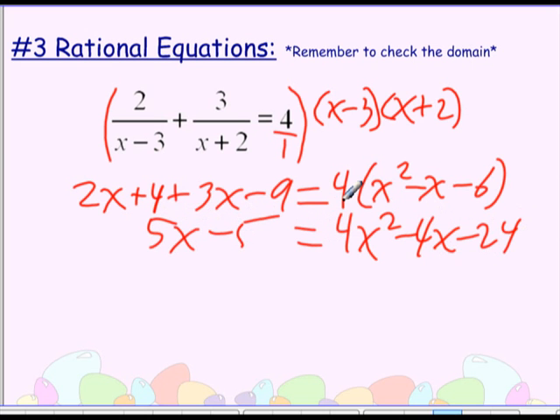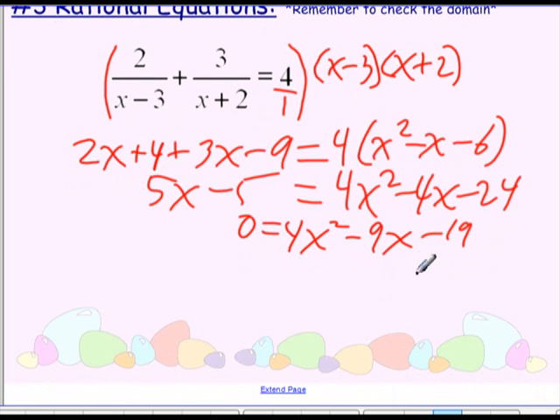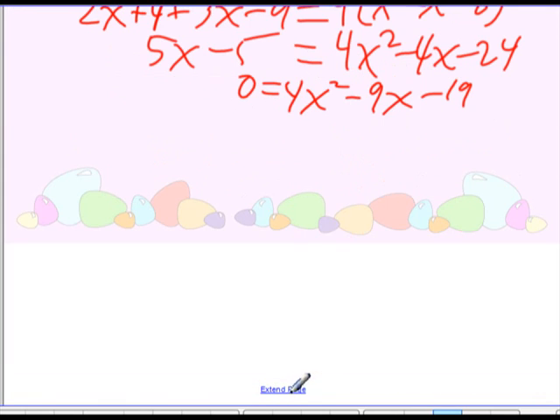Now, it's still a little messy, but now we have a quadratic that we can solve. So I'm going to go ahead and set that equal to 0. So we have 4x squared, I subtracted the 5x, so that's a minus 9x, and I'm going to add the 5, so that's minus 19. Now we have a quadratic that we can solve. We might try to solve that by factoring. Turns out this isn't factorable, so I'm going to go ahead and use the quadratic formula on this.